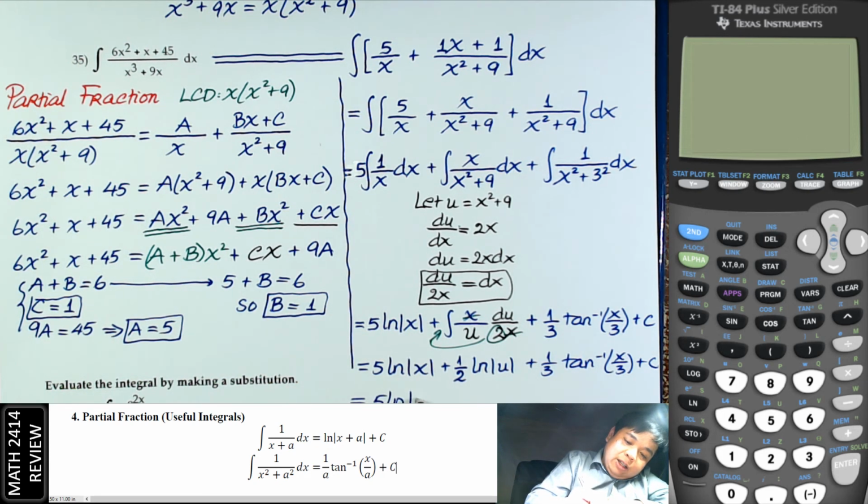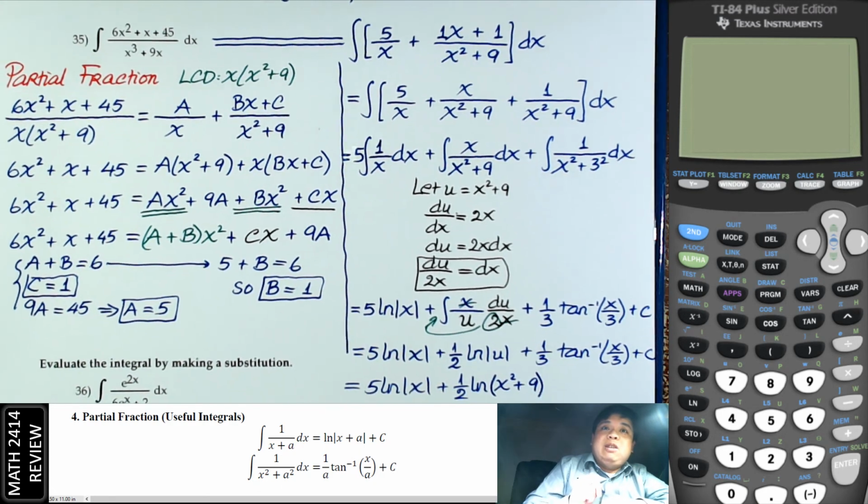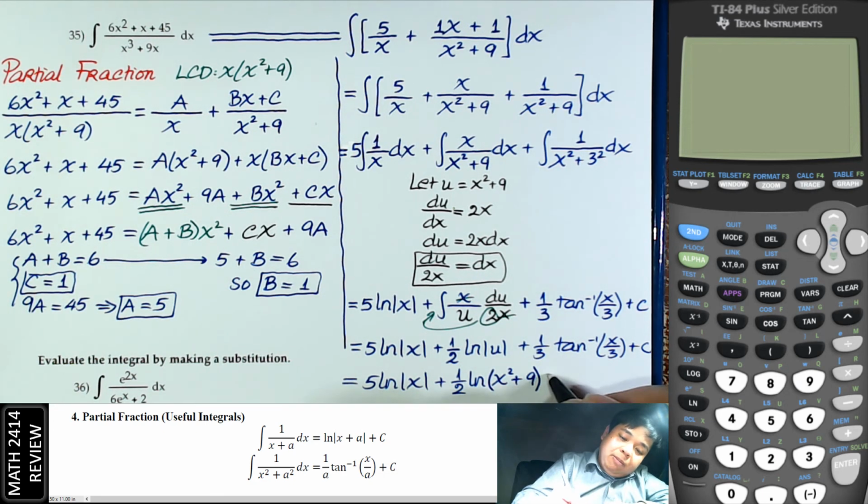5 ln of x, 1/2, u is x squared plus 9. By the way, x squared plus 9 is positive. We really don't need the absolute values. It's not wrong to write absolute values, but even better, just use the parentheses, just so that we know that's positive.